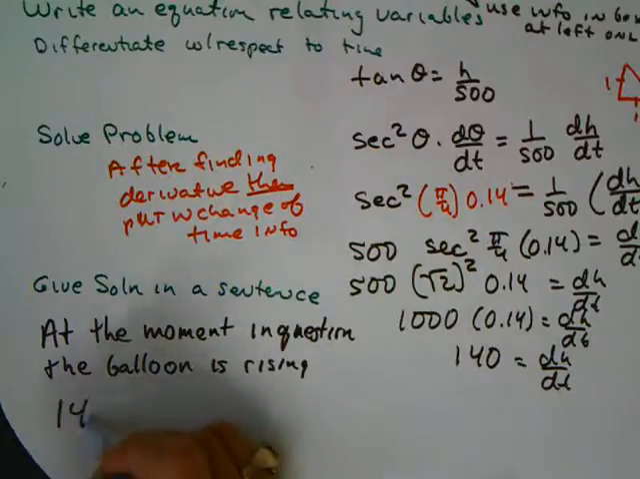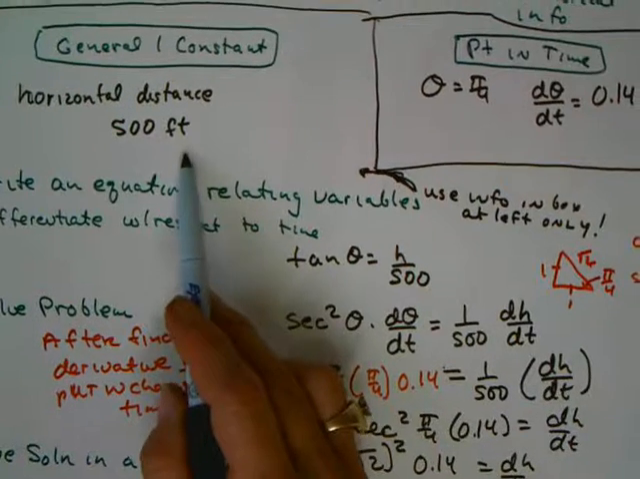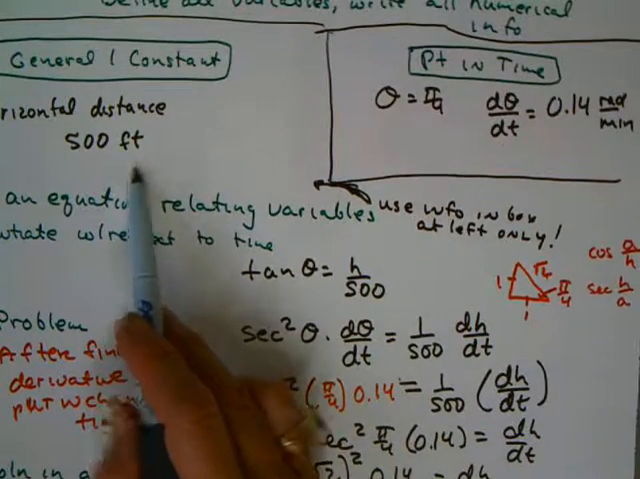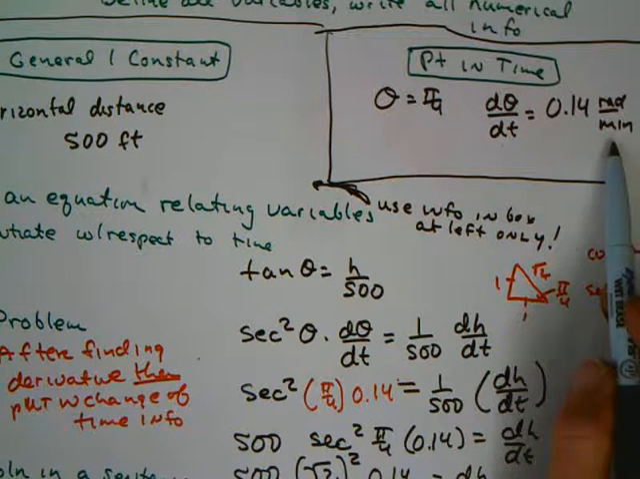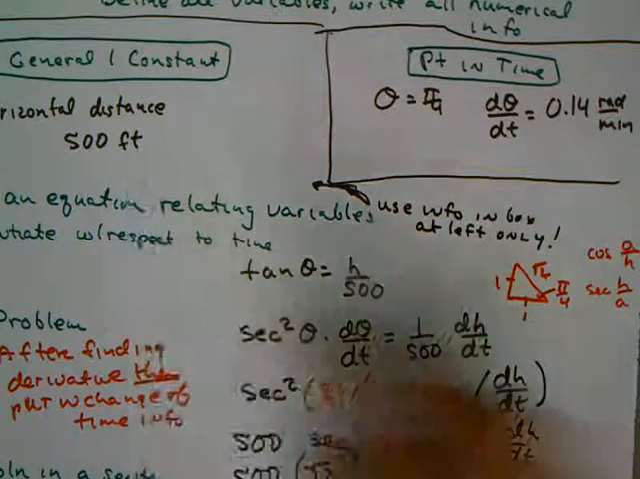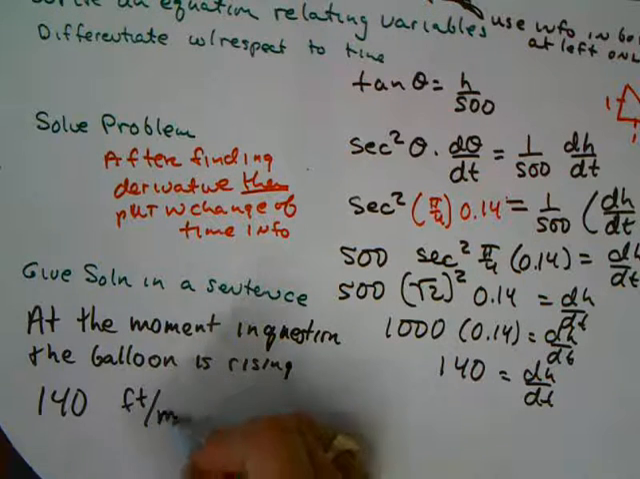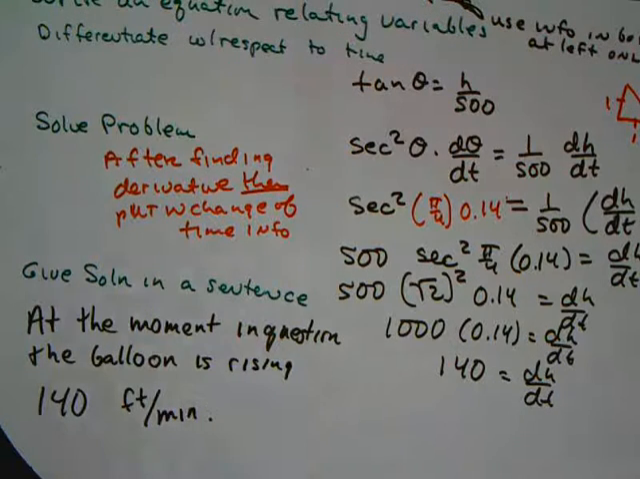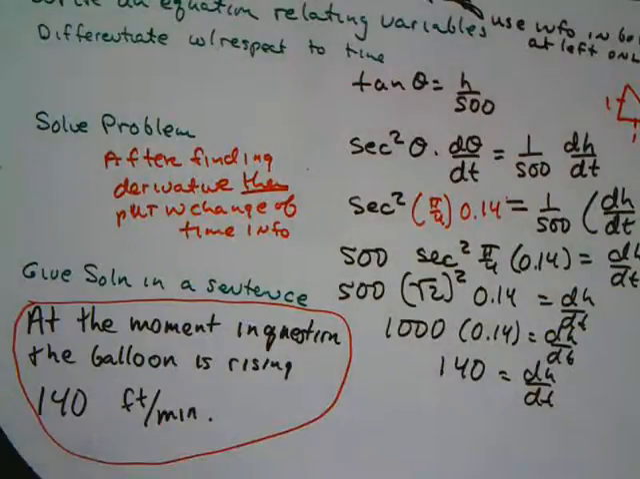Don't be done there. What are my units? Well, I know my distance was in feet, and my change in angle over time was in minutes. So I've got feet per minute for my answer. Don't forget your units. So here's the answer, and we have to have that.